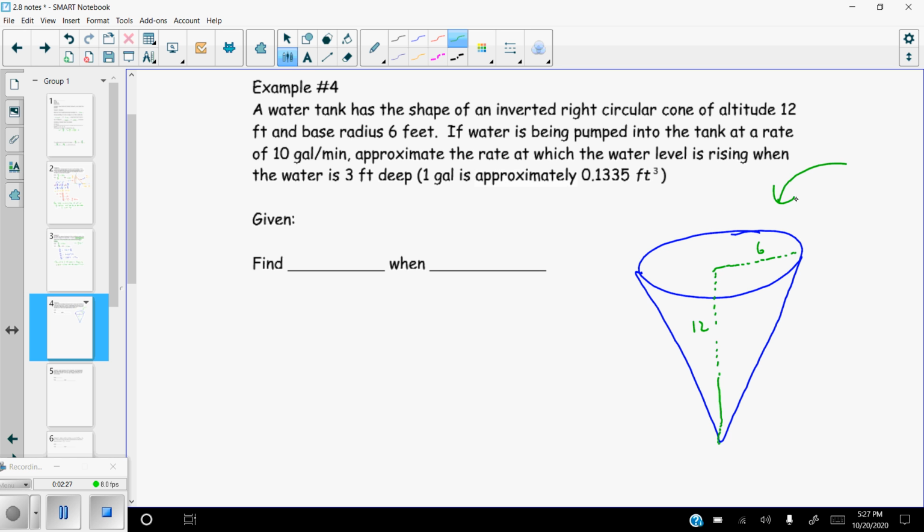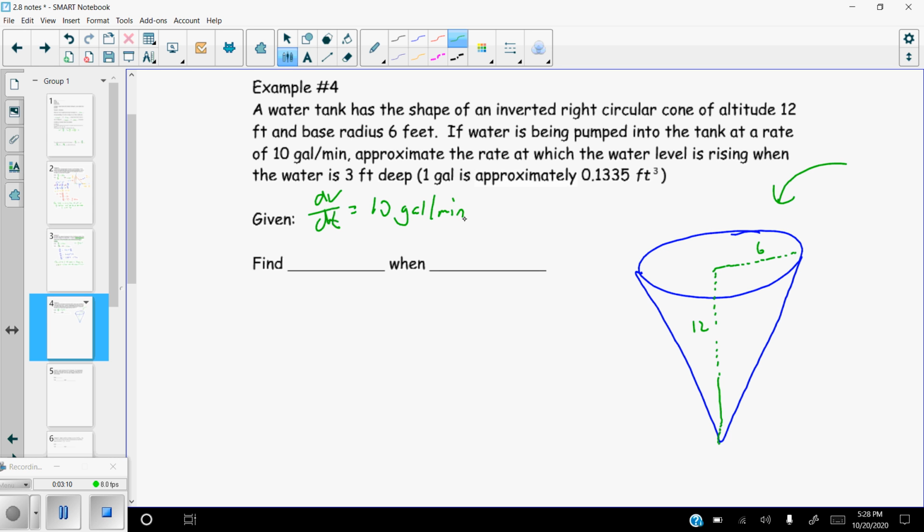First of all, some given information. We do know that water is being pumped into the tank at a rate of 10 gallons per minute. Now just looking at 10 gallons per minute, it might not ring a bell as to what that is specifically. But when it says that a gallon is 0.1335 feet cubed, because of the fact that it's cubed, should tell you that that is going to be a change of volume. So the water is going to be pumped in, and it's going to be changing the volume. So we're going to write this as dV over dt is 10 gallons per minute.